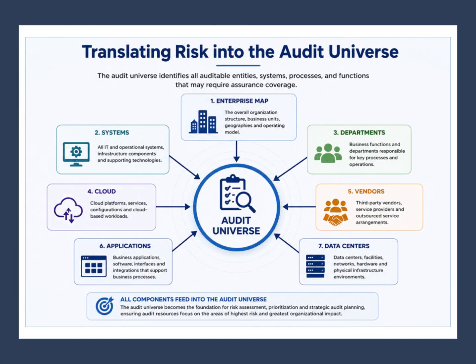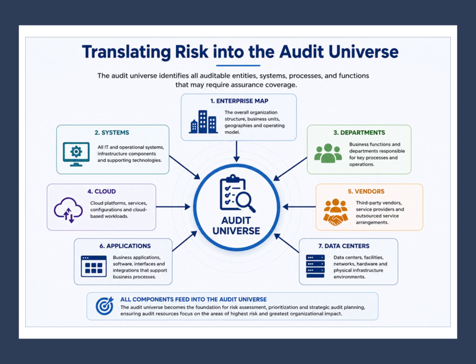The audit universe represents everything within the organization that may require audit coverage and assurance. It is developed by identifying all auditable entities across the business, including systems, departments, cloud environments, applications, vendors, data centers, and operational processes. Each component contributes to understanding where risks exist and where controls should be evaluated.